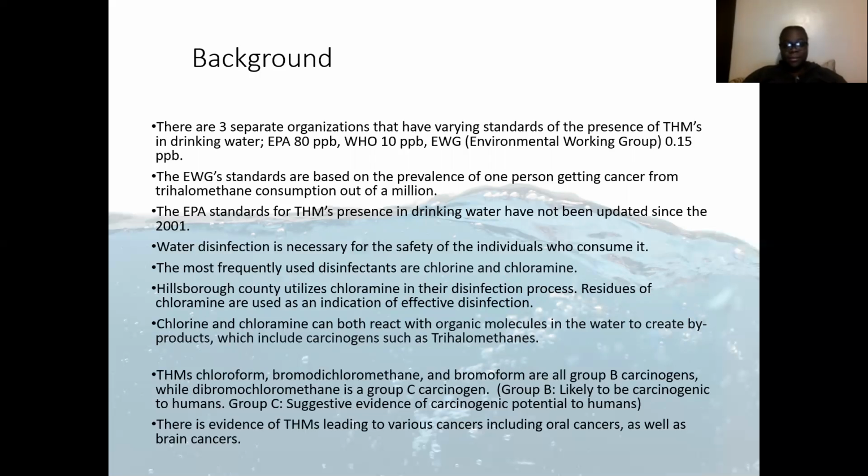So I did. The Environmental Working Group is at 0.15 because they're basing it on 1 person getting cancer from trihalomethane consumption out of 1 million. That's their calculation for why it's at 0.15. The World Health Organization actually doesn't say why it's 10 parts per billion. And the EPA hasn't been updated since 2001. Prior to 2001, it was at 100 parts per billion, which even then was 10 times the World Health Organization standard. Isn't that interesting?